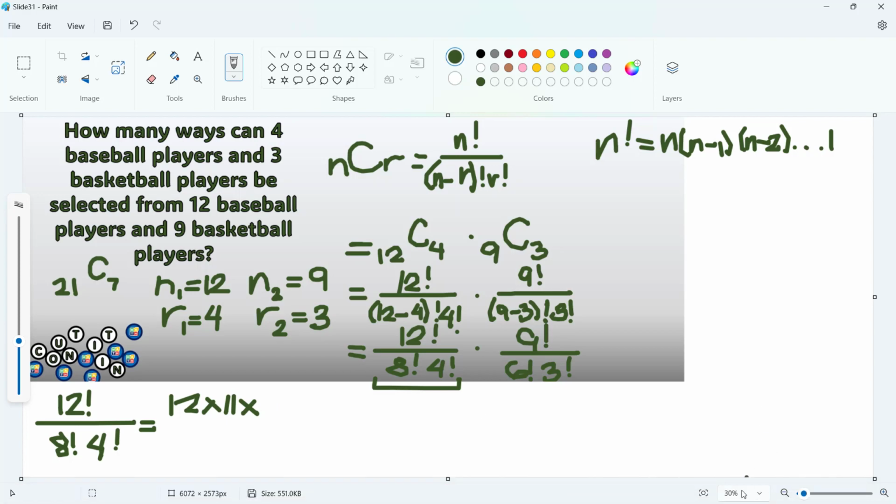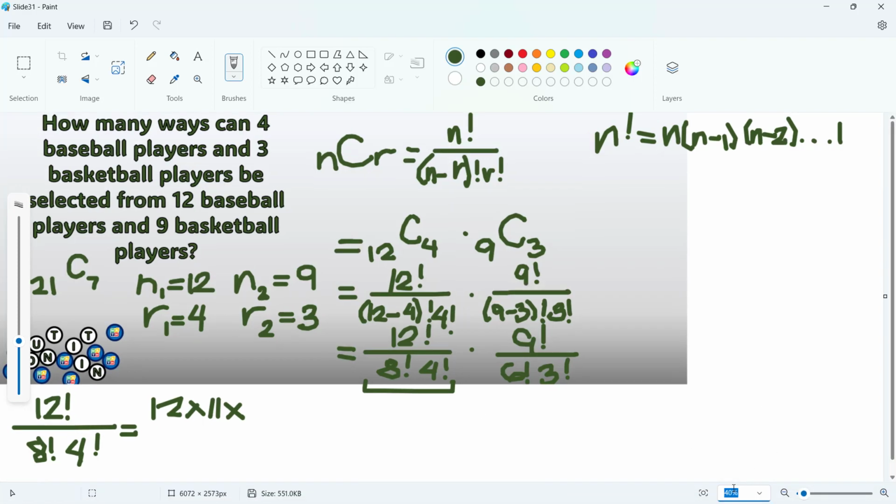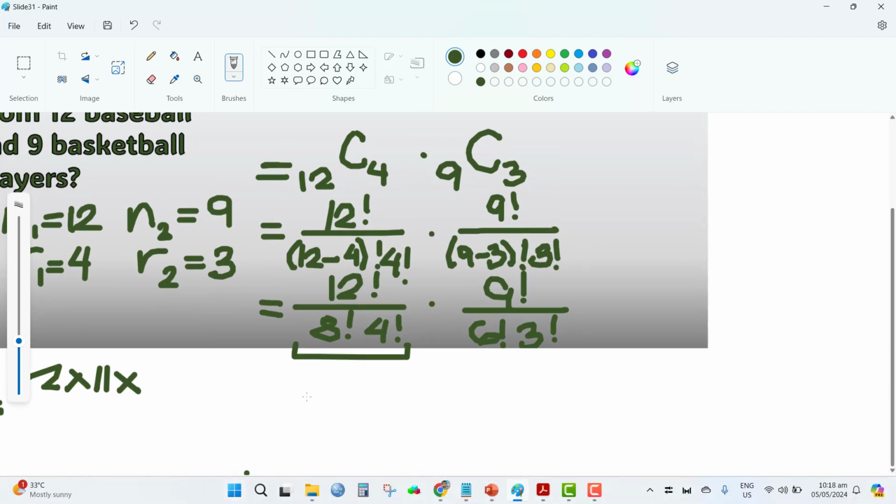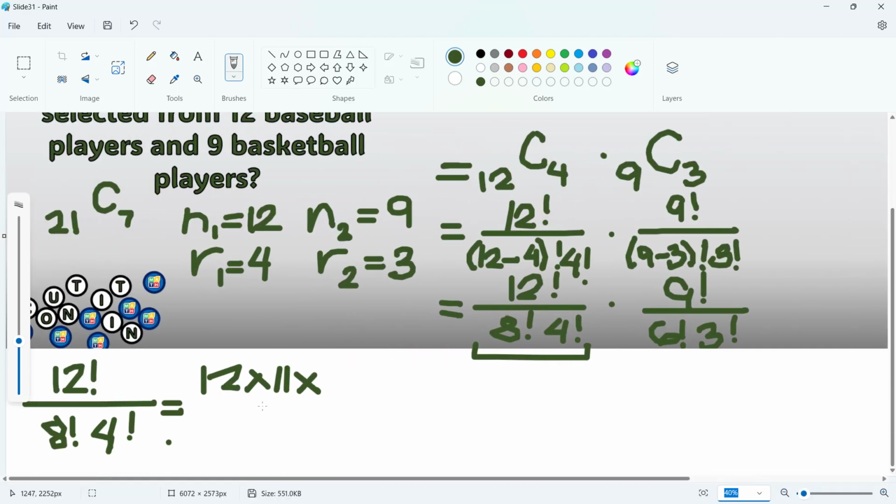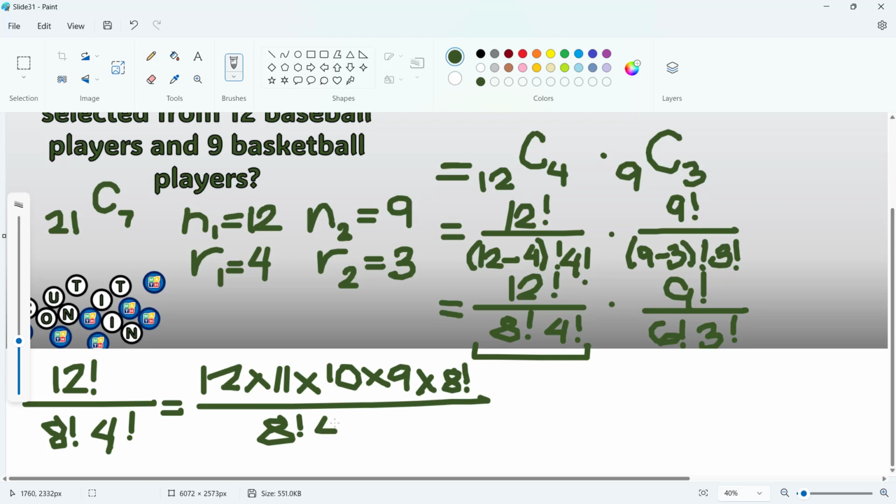So 12 times 11 times 10 times 9. I will end at 8 factorial because my denominator already contains 8 factorial here. Then I have here 4 factorial. I'm doing this manually, so I could cancel this one here.